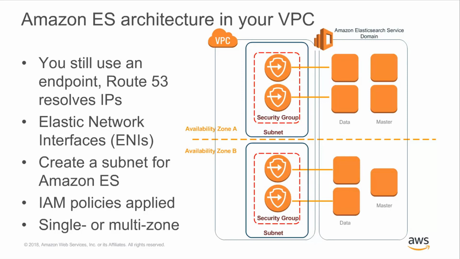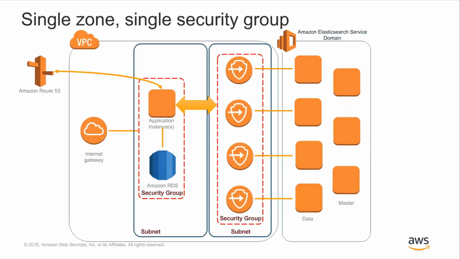Now, within that subnet, you have a security group around the ENIs, and that security group allows you to shape the traffic that can get to the Elasticsearch Service domain. The final thing to say is that, in fact, the shaping of the traffic is there, but IAM policies are still employed, and you can still use IAM policies to specify read or write access, as we did with a public endpoint.